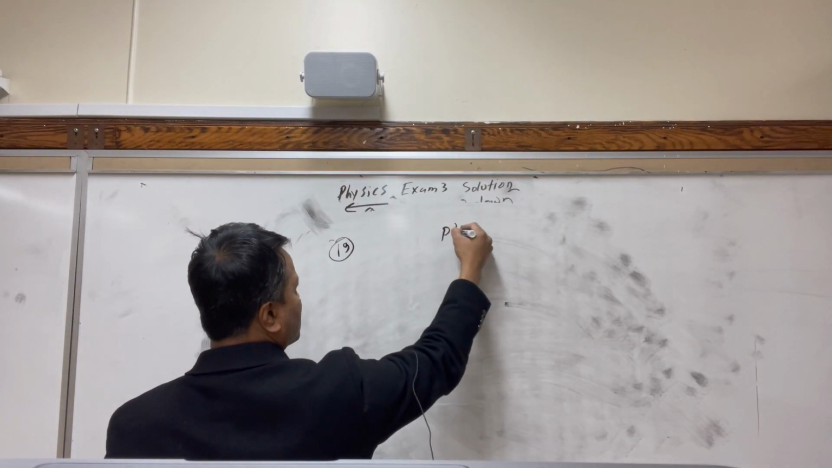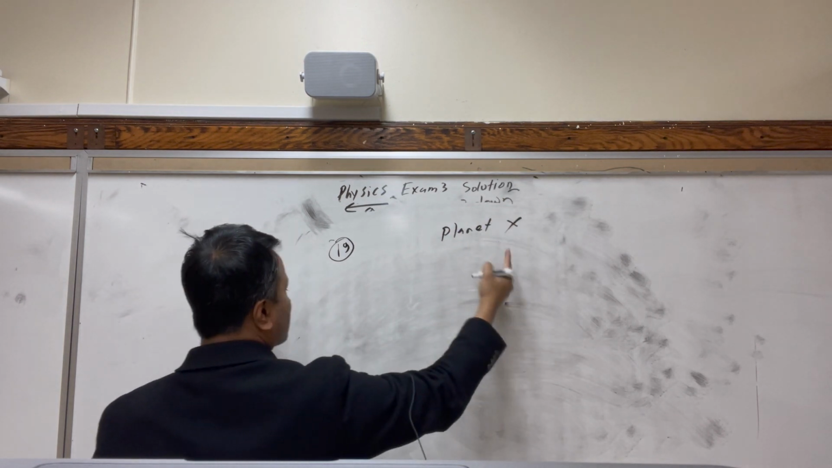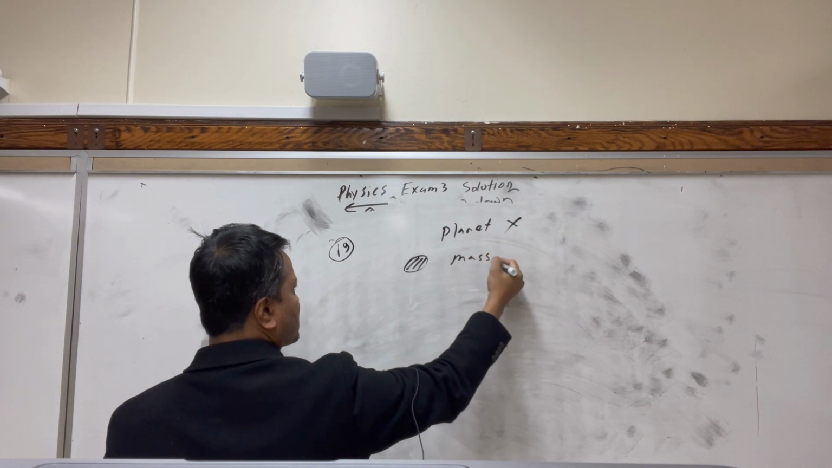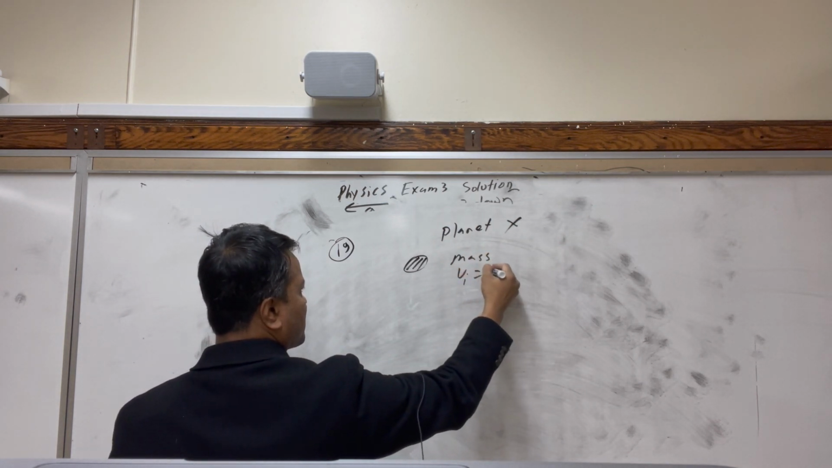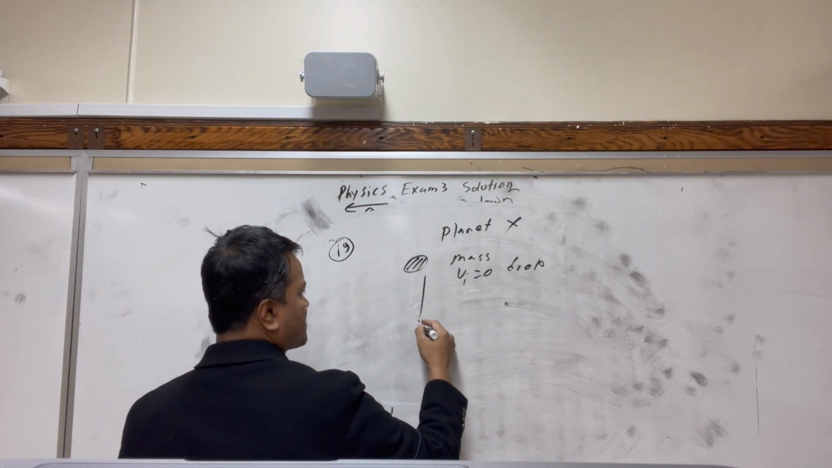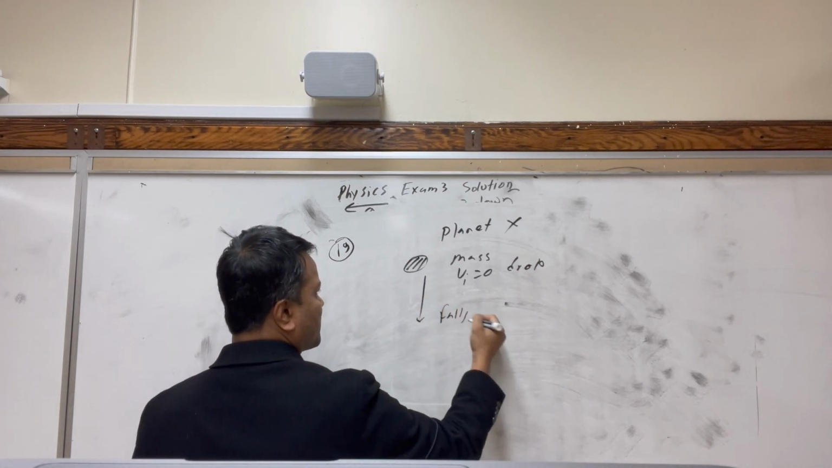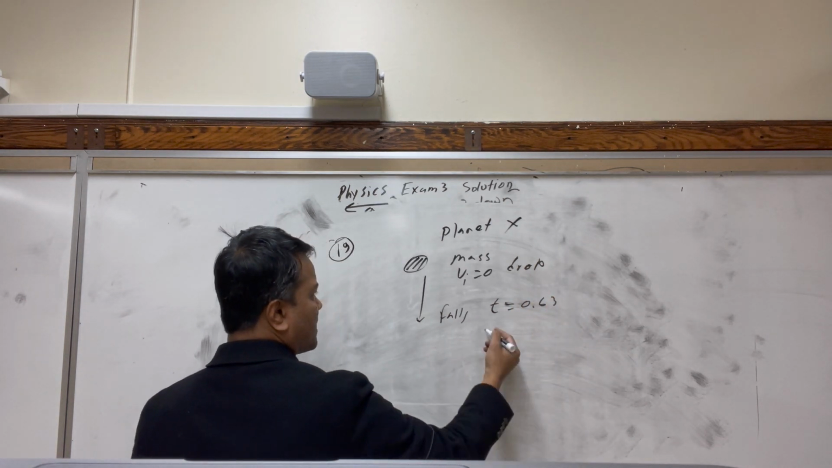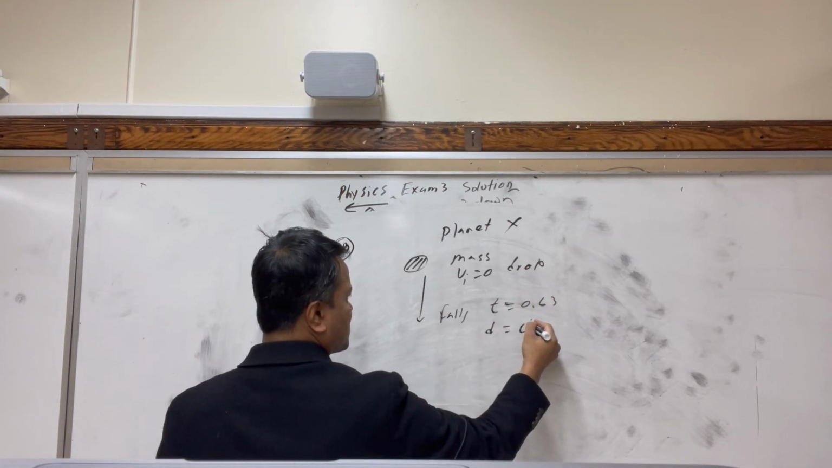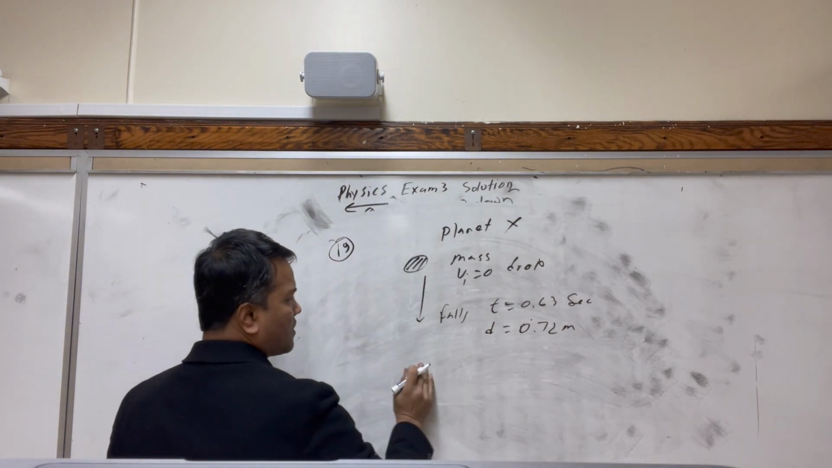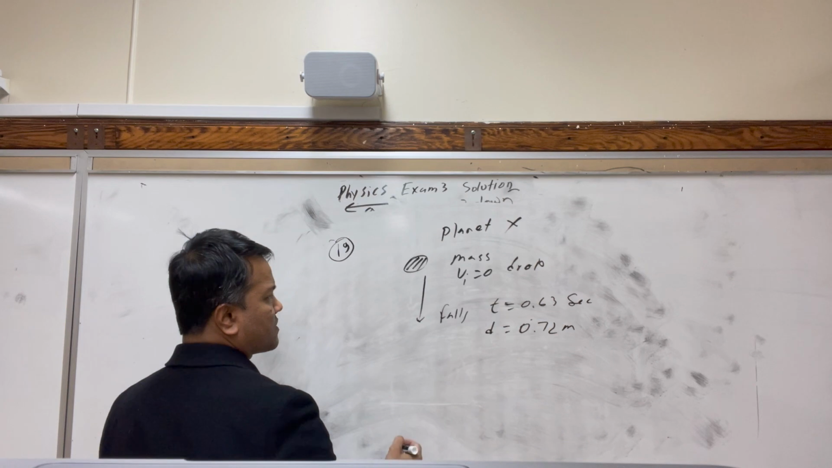Yes, I'm going to take you to a planet, I don't know, X, not Earth. We're going to have a mass, and you're going to drop it. So when you drop something, of course initial velocity is 0. So it falls, I don't know for how long, let's say t is equal to 0.63, I believe that's what I give you. And it falls a distance of 0.72 meters. What we want to know is the acceleration of this planet. So what are you going to do?